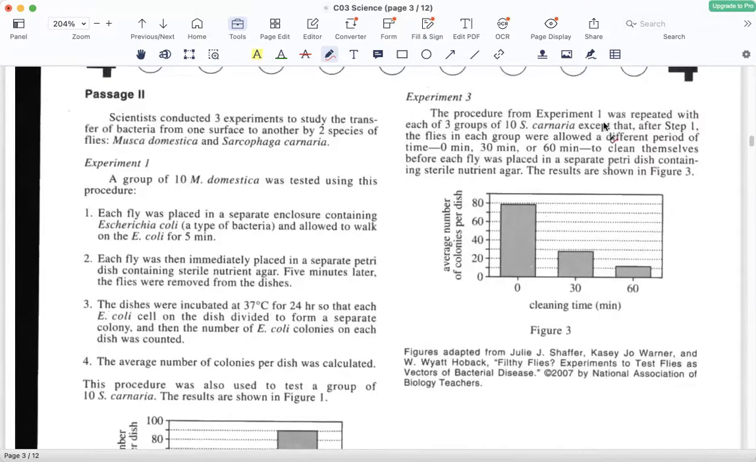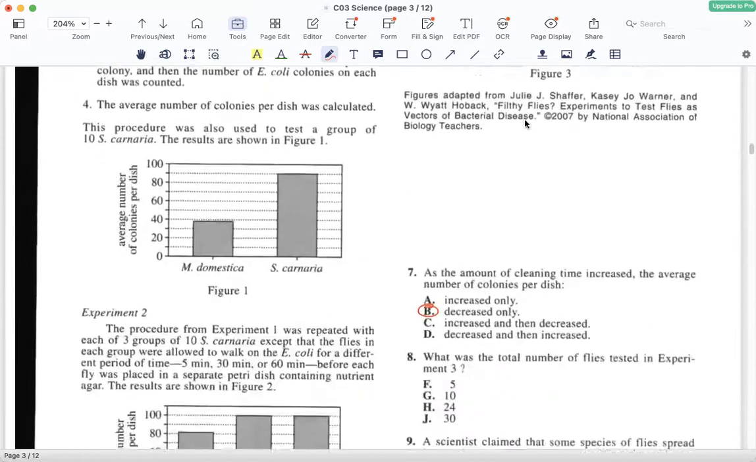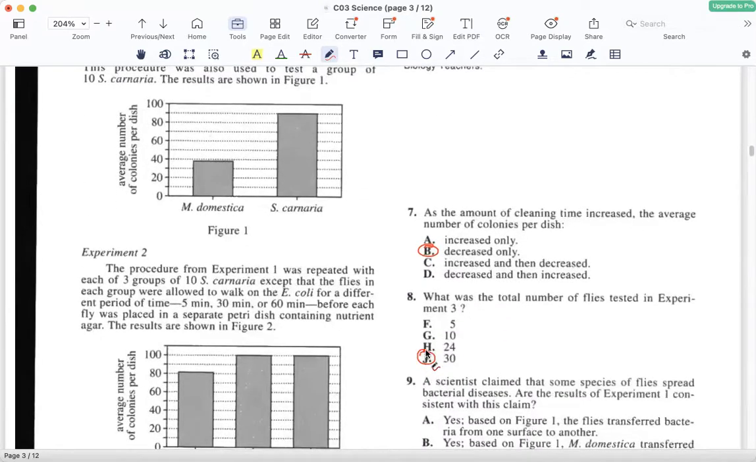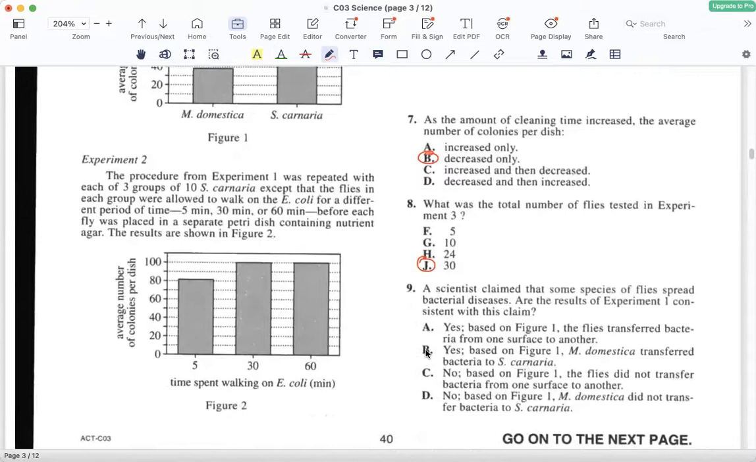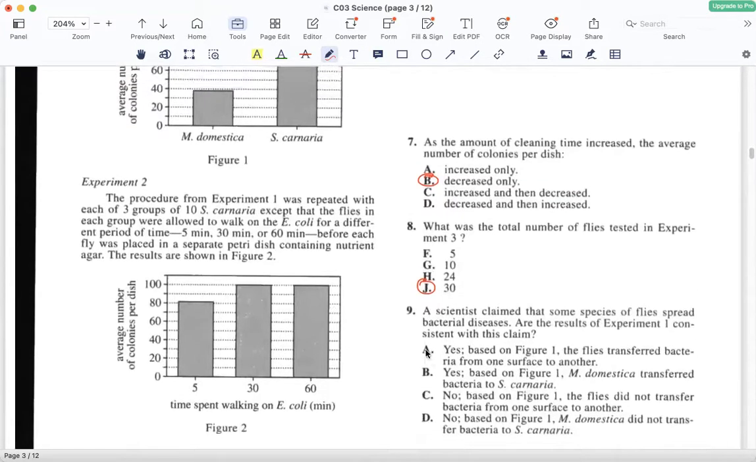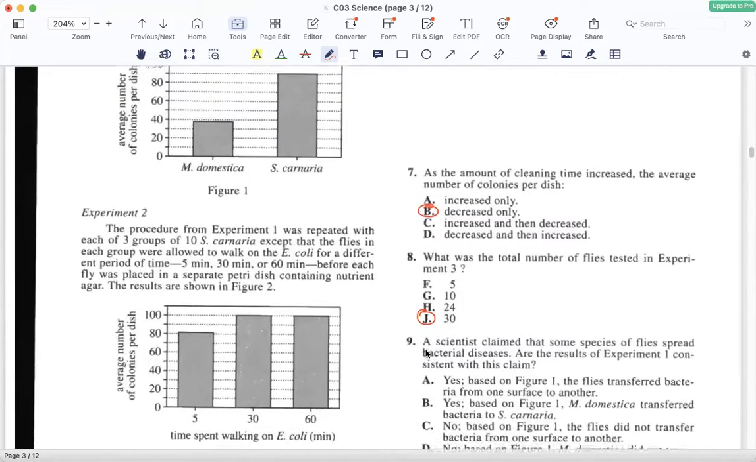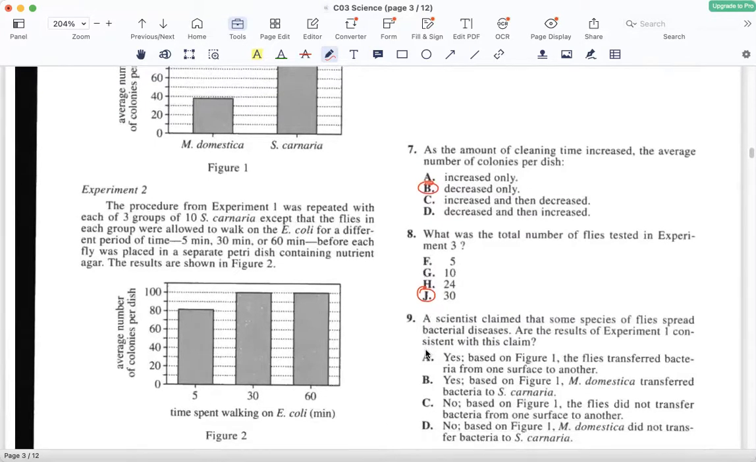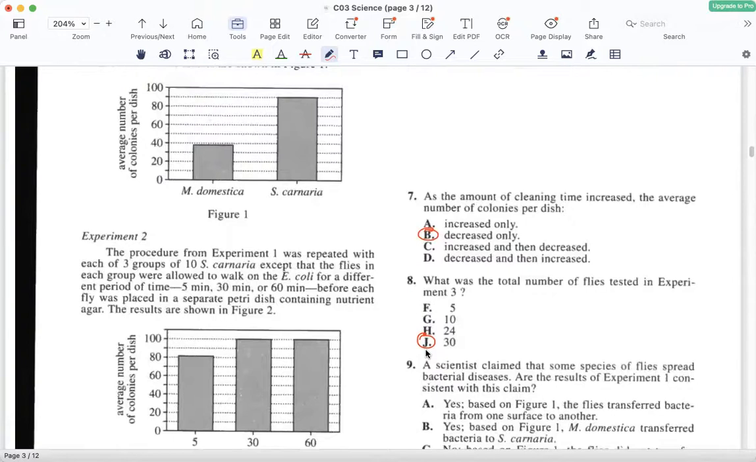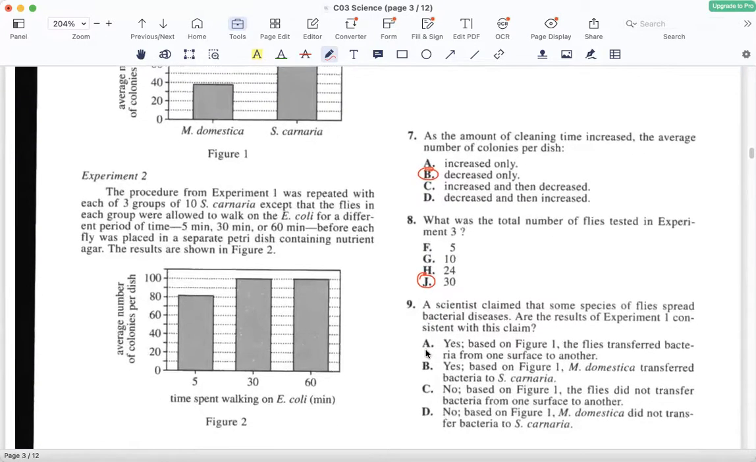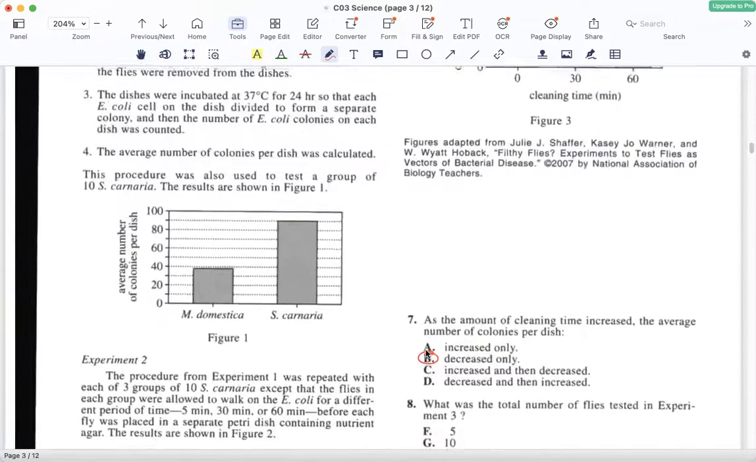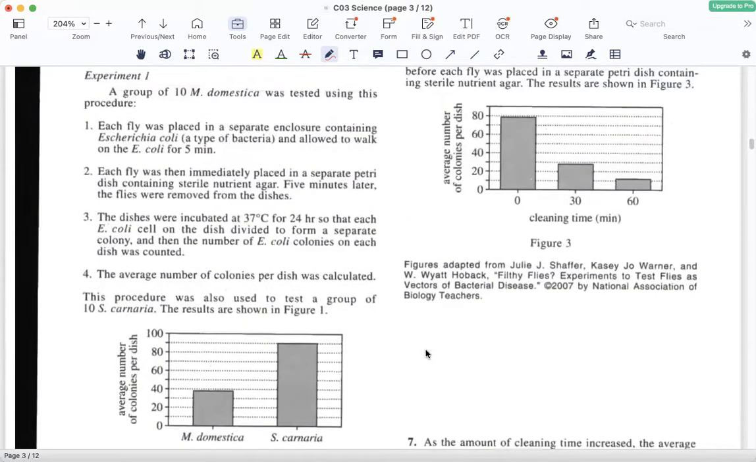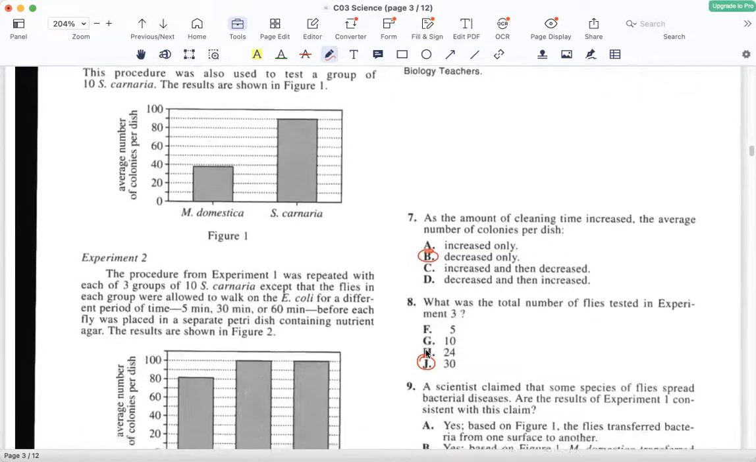The procedure from experiment 1 was repeated with each of 3 groups of 10, so 30. A scientist claimed that some species of flies spread bacterial diseases. Are the results of experiment 1 consistent with this claim? Yes, because the flies transferred bacteria from one surface to another. You can see that they picked it up from E. coli and then transferred it to another surface.